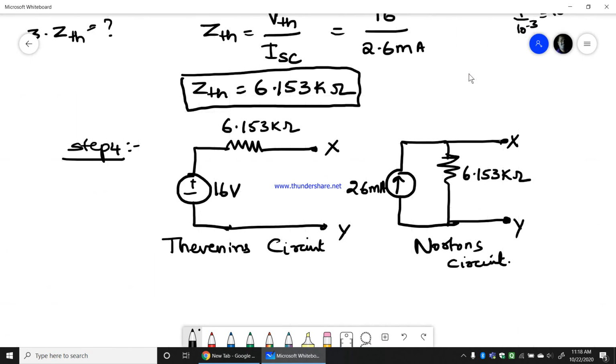Now for further, if they give you a load connection here and ask to find the load current, you know how to find it. Apply KVL for that loop and find out what is IL. Further here, if they give you a load resistance and ask to find IL, apply the current division rule and find out what is IL. Fine. I hope this second problem is clear to you.